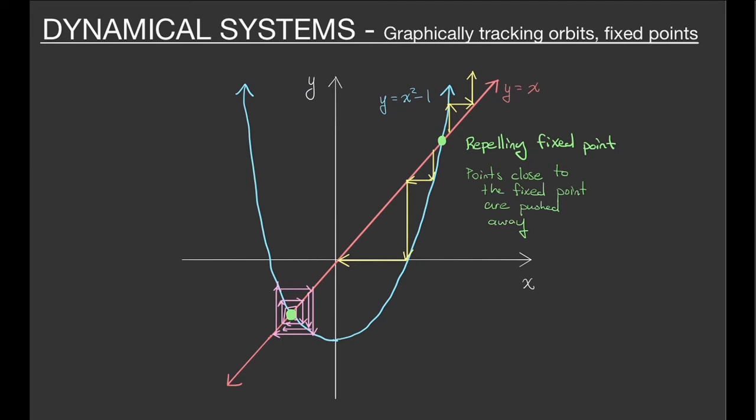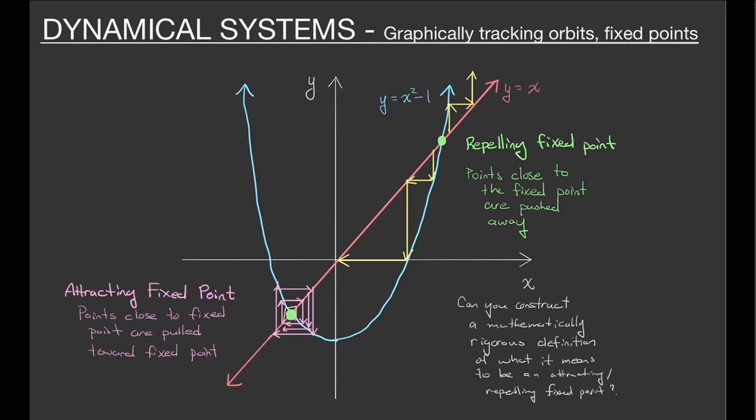That is, points close are moved away. And then a point that pulls in orbits around it or points around it, we call that an attracting fixed point. So the orbits move away from the fixed point, or the orbits are pulled in towards the fixed point. Now I've just given an intuitive idea about what it means to be a fixed point that is repelling or attracting. But my question to you is whether you can make this more formal. That is, can you construct a mathematically rigorous definition of what it means to be an attracting or repelling fixed point? So that's two different definitions, one for attracting and one for repelling. It's kind of a neat little exercise.